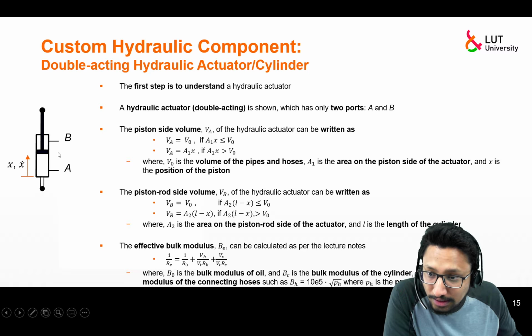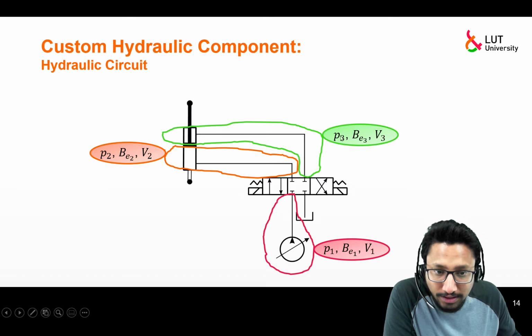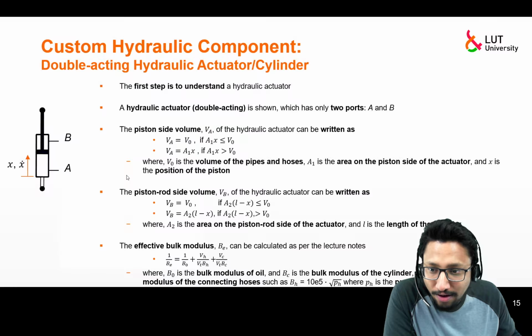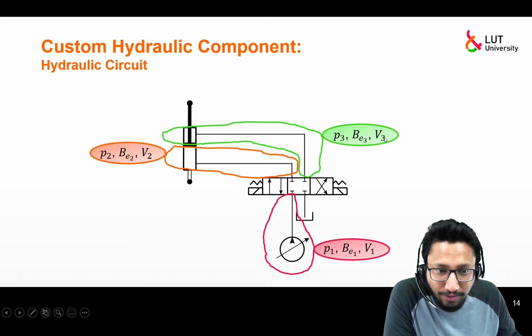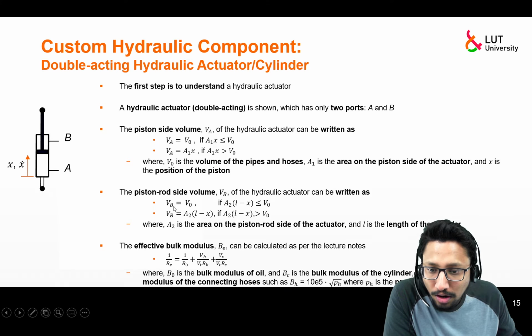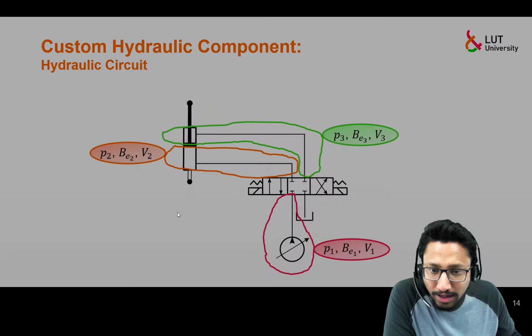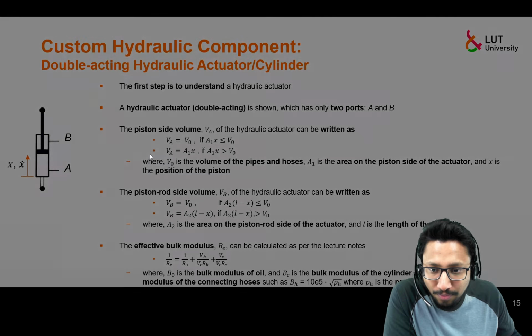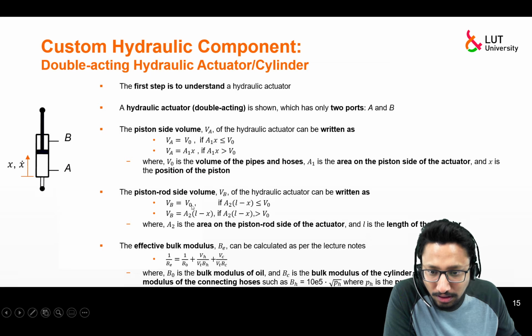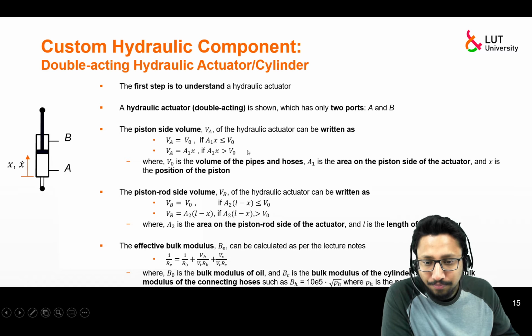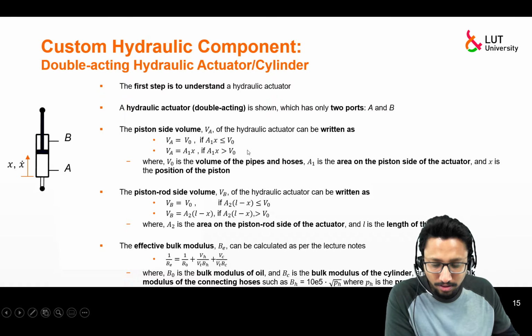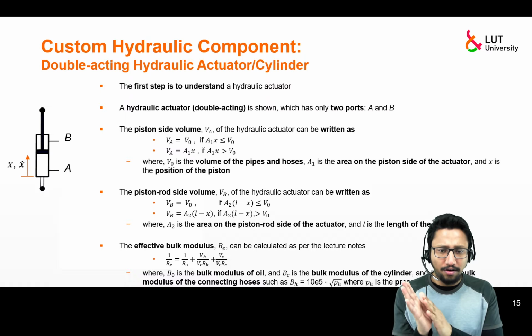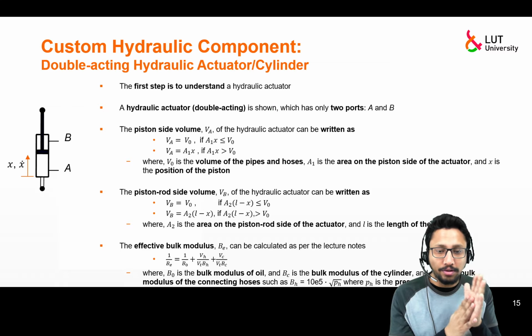Similarly, for the other side, section 3, you have V3, which I have called VB here. So don't get confused with V3 and V2 here, because V2 is actually VA and V3 is actually VB. Do not get confused with the notations, but try to understand the logic.